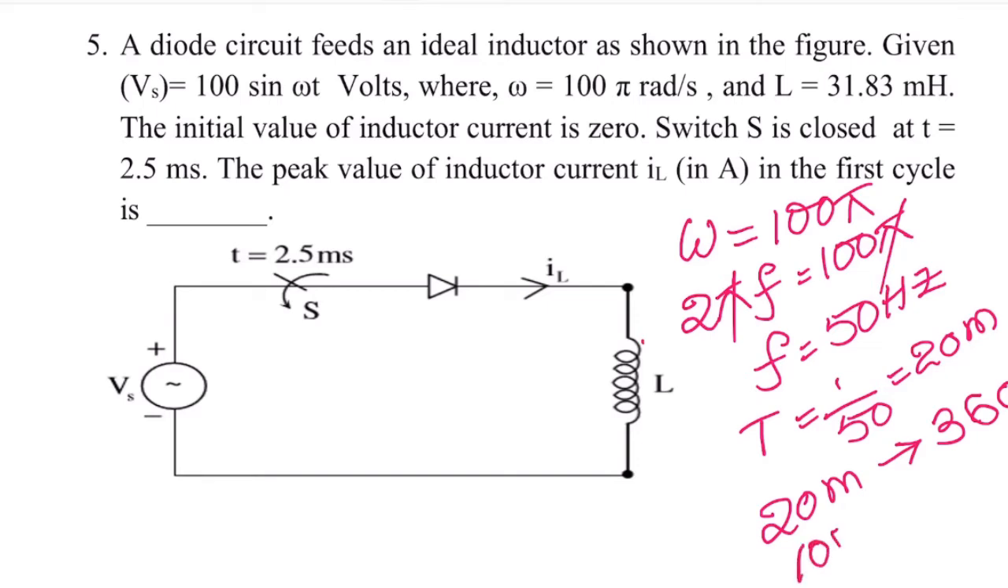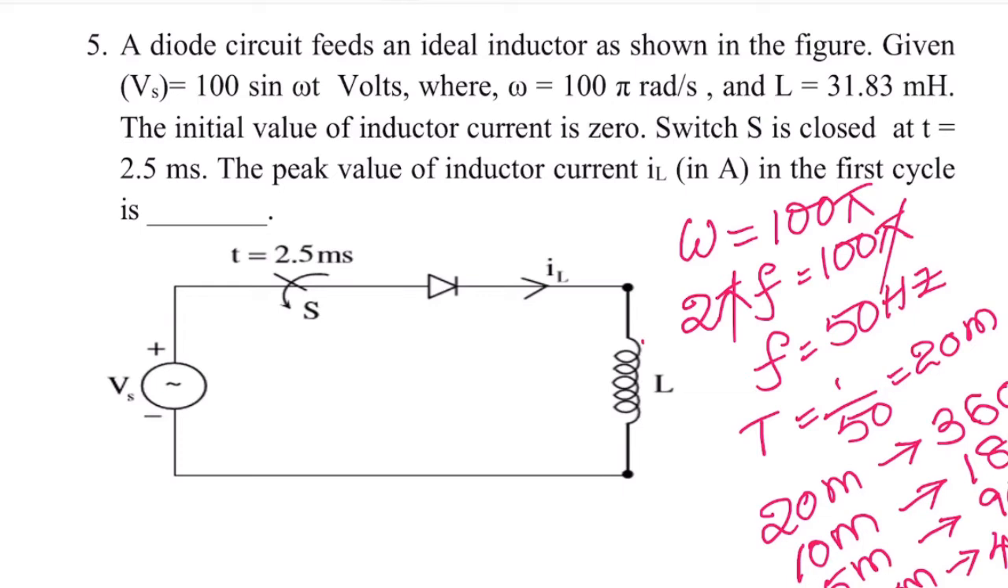Now, you know that 10 milliseconds is equal to 180 degrees. That means 5 milliseconds is equal to 90 degrees. 2.5 milliseconds means that it is 45 degrees.